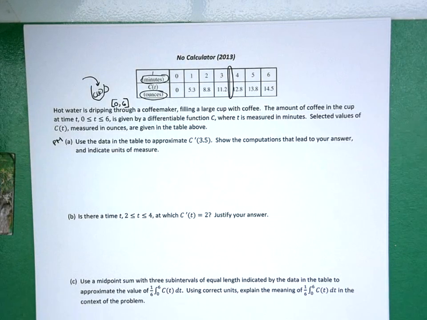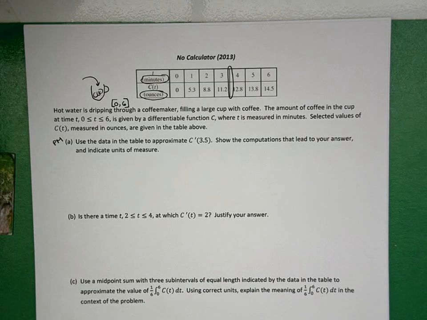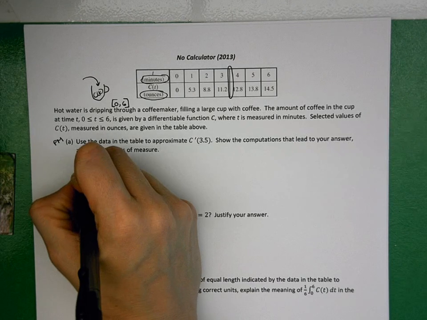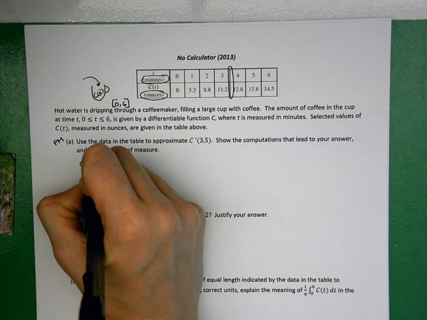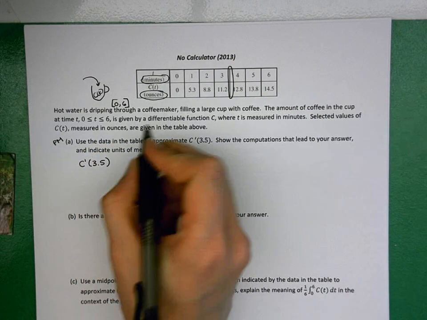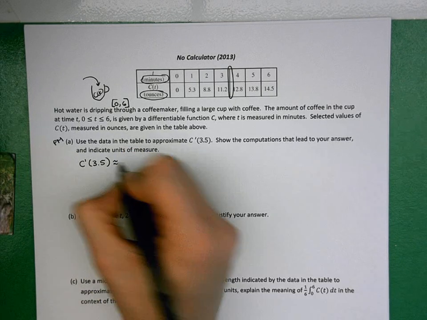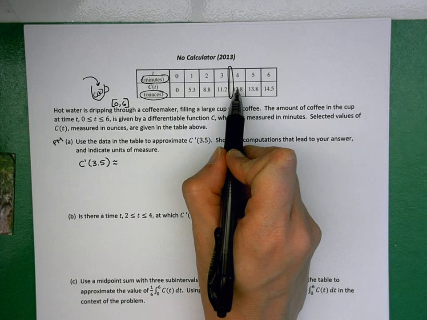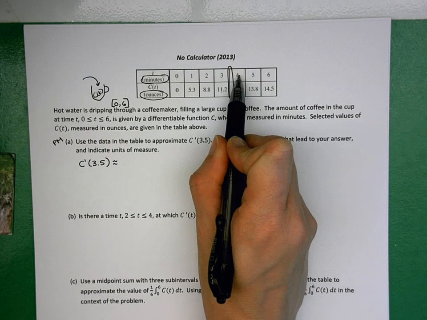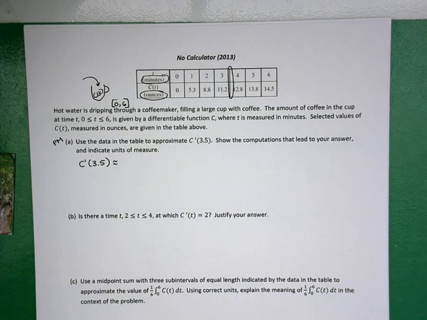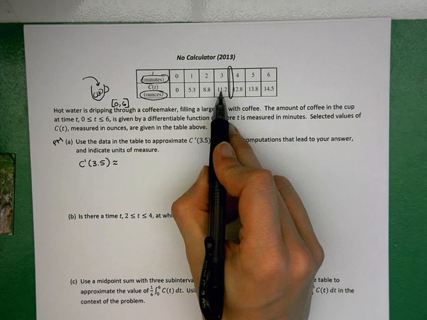Other people did f of b minus f of a over b minus a, did the change in y over the change in x, I should say. So whichever one you prefer, you should get something along these lines, that C prime of 3.5 is approximately either 12.8 minus 11.2 over 4 minus 3, or 11.2 minus 12.8 over 3 minus 4.